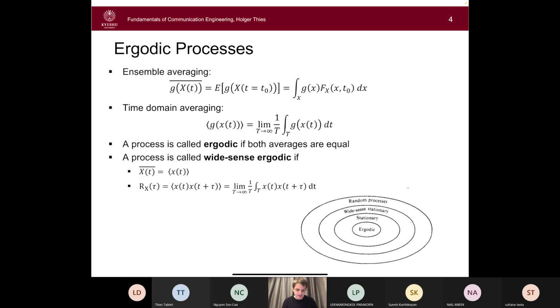And then we also had the notion of an ergodic process. An ergodic process simplifies things a lot. The problem with general random processes is that each experiment has a different function as an output, so we get infinitely many different functions. If we want to compute the mean, for example, we have to take infinitely many realizations and take the mean from them.